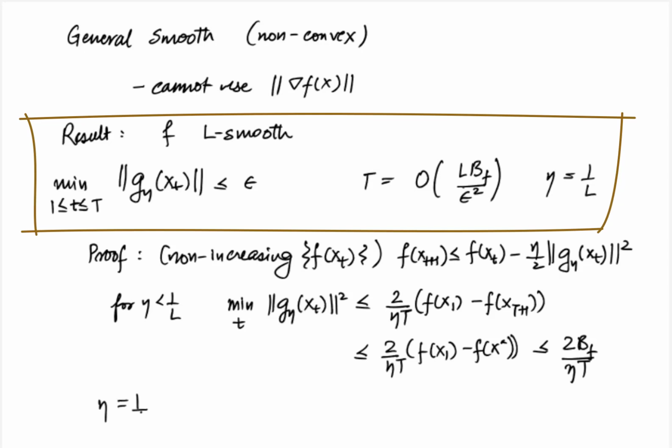We can set eta equal to 1 by L to minimize this bound, and then taking square root on both sides and equating to epsilon, we will get the required result that T is equal to order of L B_F by epsilon square.